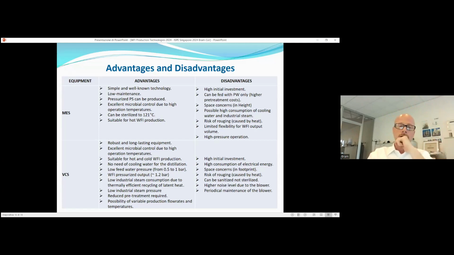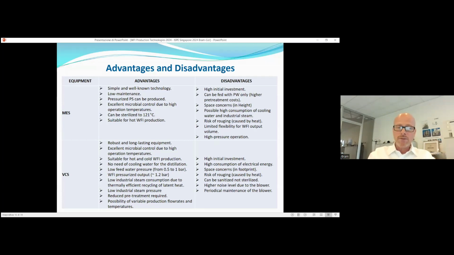It is good for the hot or cold WFI production, but without cooling water, as we said. It doesn't need cooling water for distillation. The feed water inlet in the machine does not have to be pressurized. Normally it's 0.5, 1 bar only. Meanwhile, I forgot to tell this, it is required to be pressurized in the multiple effect distiller. The output of the WFI is pressurized, as we said.